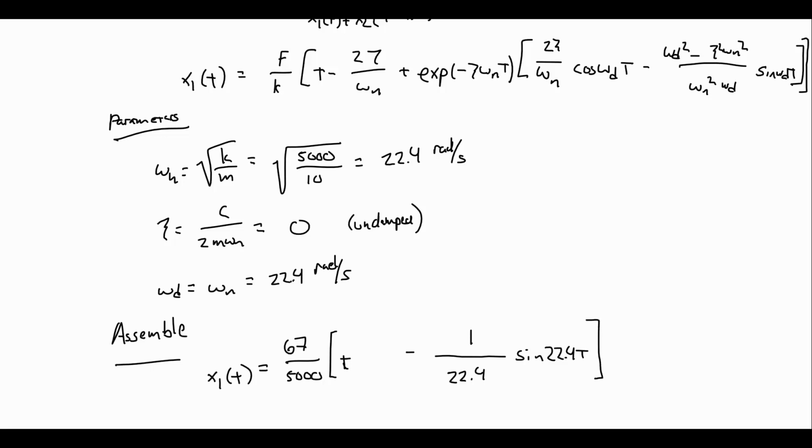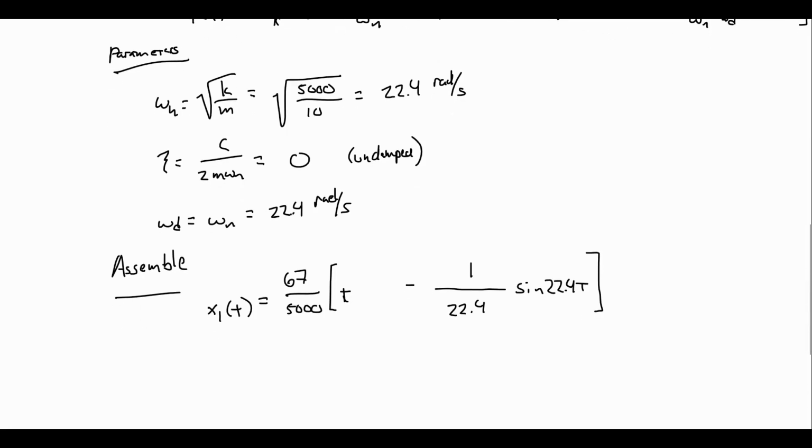All right, so for this first one, the undamped one, a decent number of terms dropped out, so that was favorable to us. And this is what we get for our x1 of t. This is the solution to just the first interval, where we have F1, that ramp function of 67t, acting by itself.